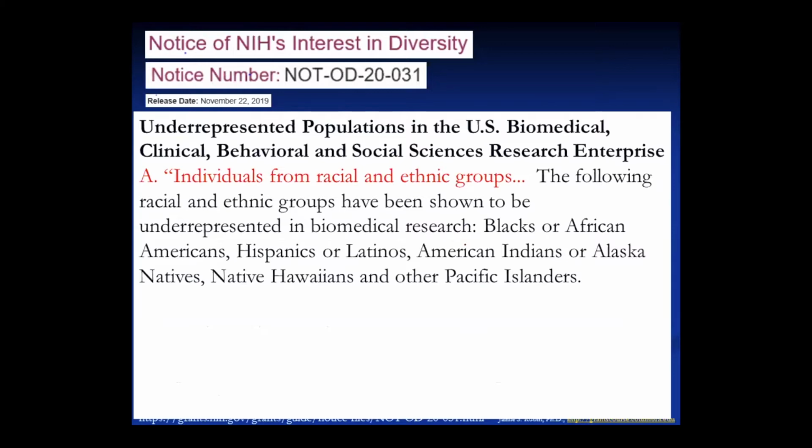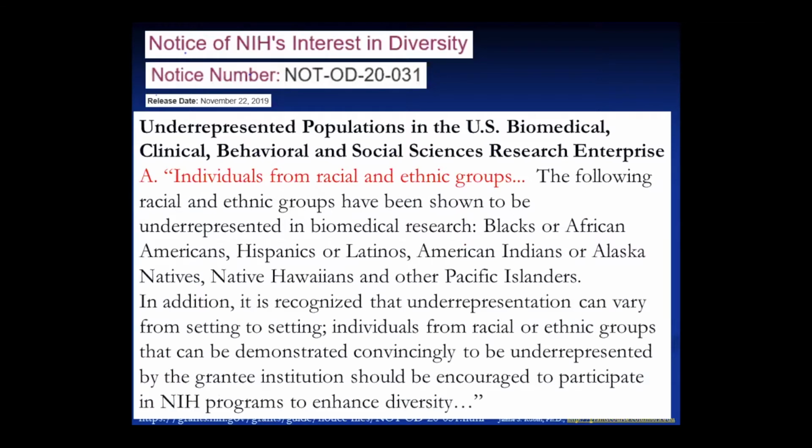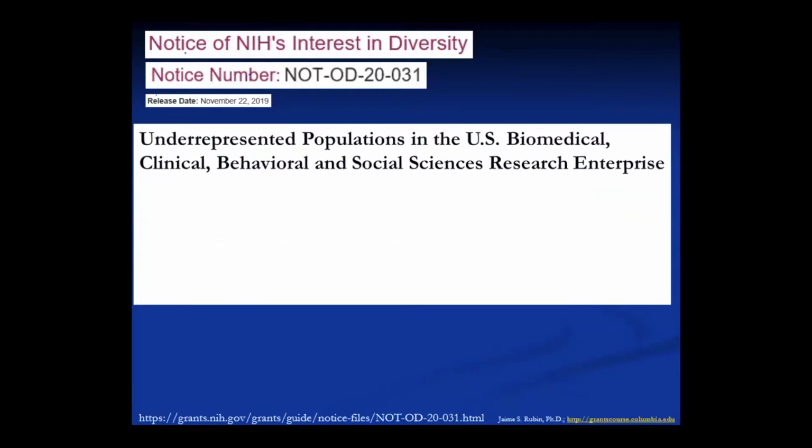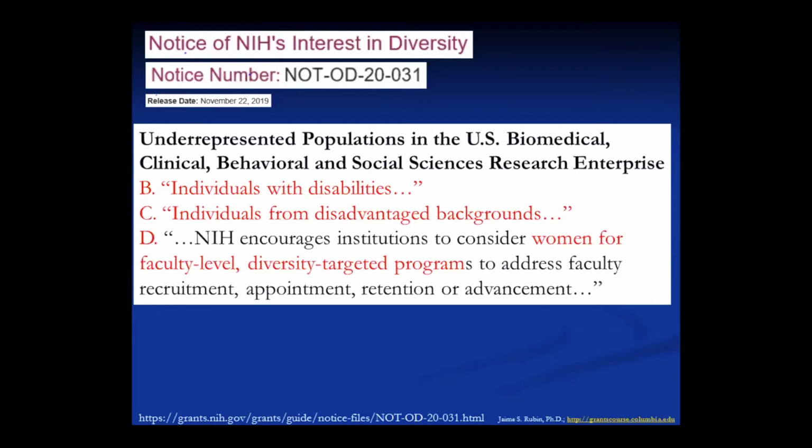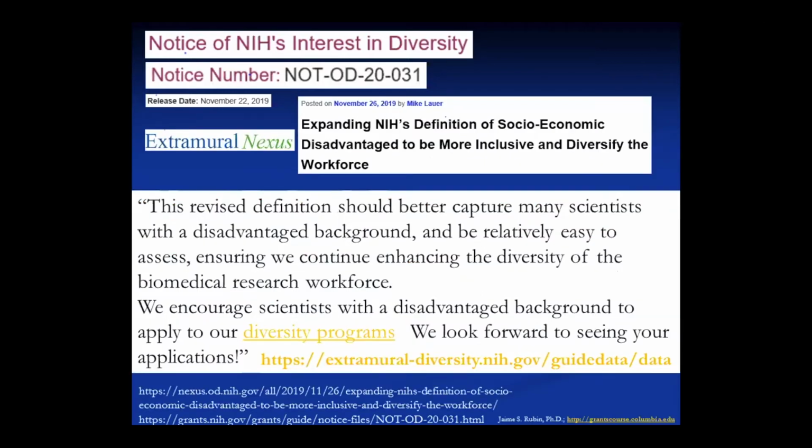Within this notice, they list different categories in terms of underrepresented populations. In the research enterprise, individuals from racial and ethnic groups, and they go on to say that that can vary from setting to setting. Individuals with disabilities, individuals from disadvantaged backgrounds, and also women for faculty level diversity targeted programs. And with regard to individuals from disadvantaged backgrounds, they have recently expanded the definition to be more inclusive in terms of individuals that would meet this new definition.